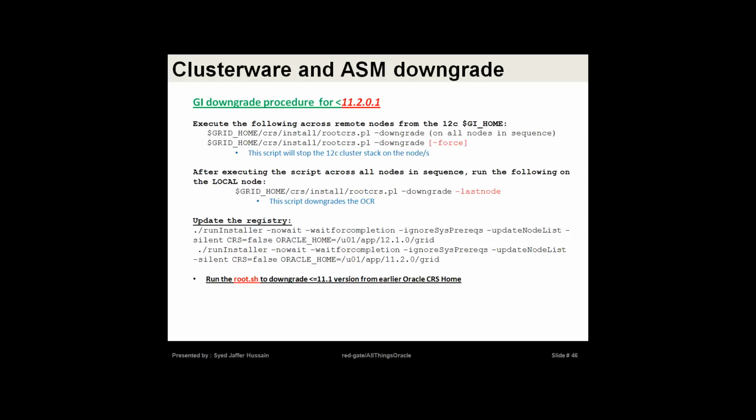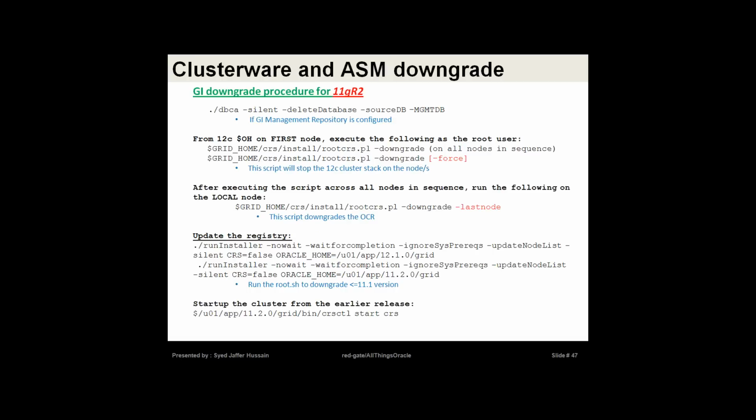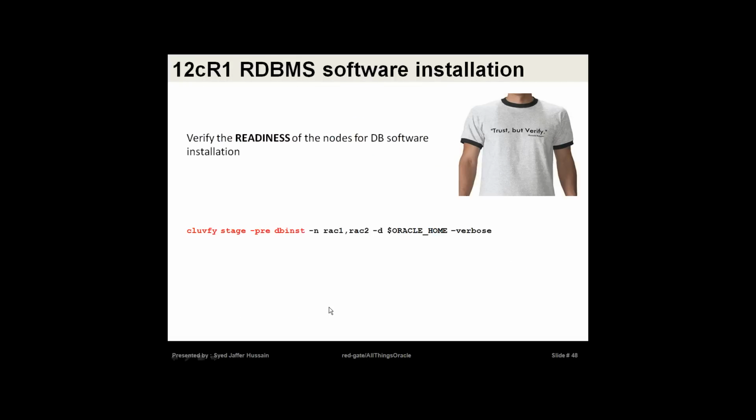If you have upgraded from 11g release 1, then in order to bring up the earlier version of Clusterware, you have to run root.sh from the Oracle 11g release 1 home. If it is 11g release 2 or higher, make sure that if you have configured the management database, you deconfigure it, and then execute this downgrade procedure. After you finish the downgrade on the last node, update the registry, basically the Oracle inventory. Then, unlike 11g release 1, we are not going to run root.sh; rather, we are going to bring up the cluster manually. If you look at the bottom of the screen, I am going to start my 11g release 2 cluster manually. So that was the procedure to downgrade your cluster to its earlier release.